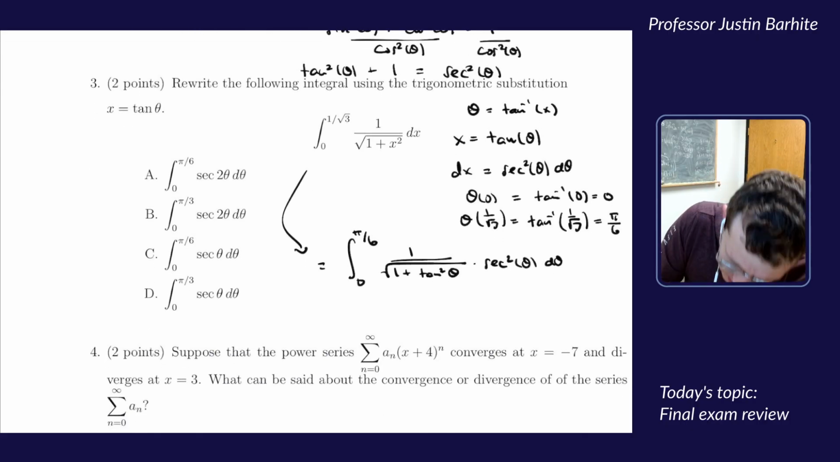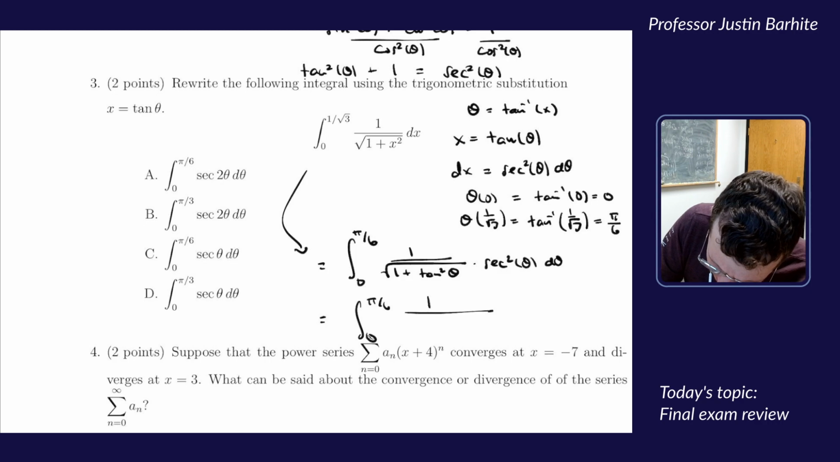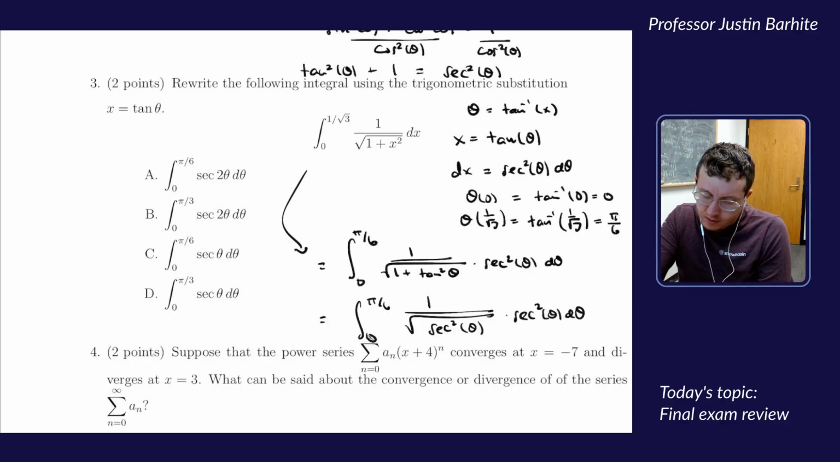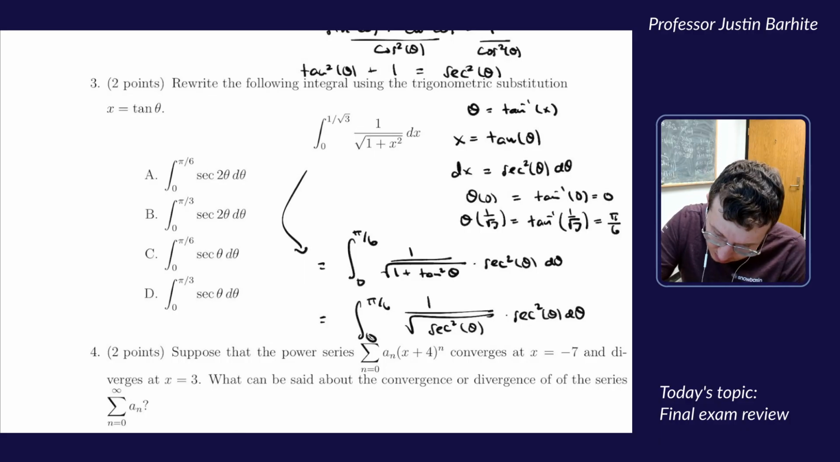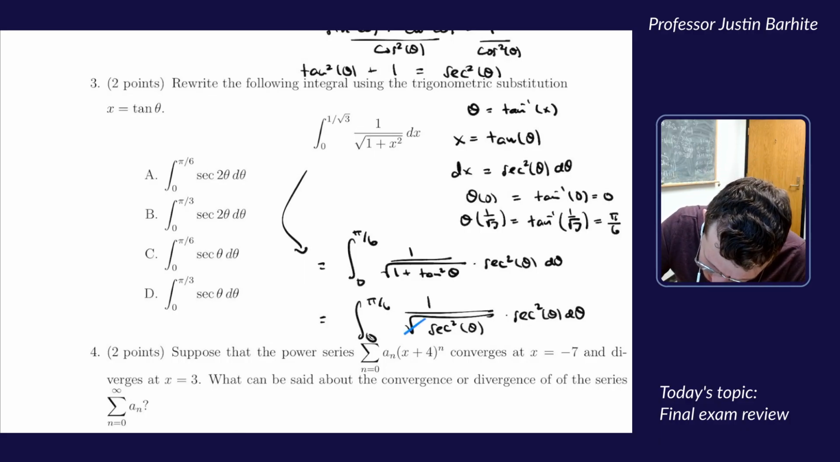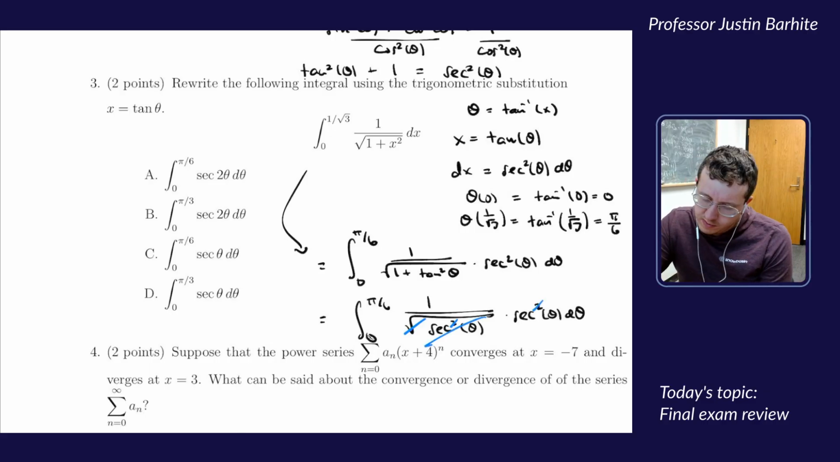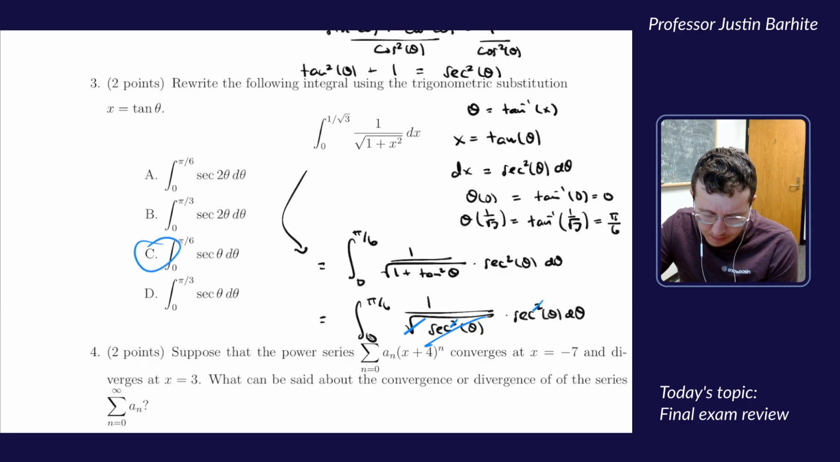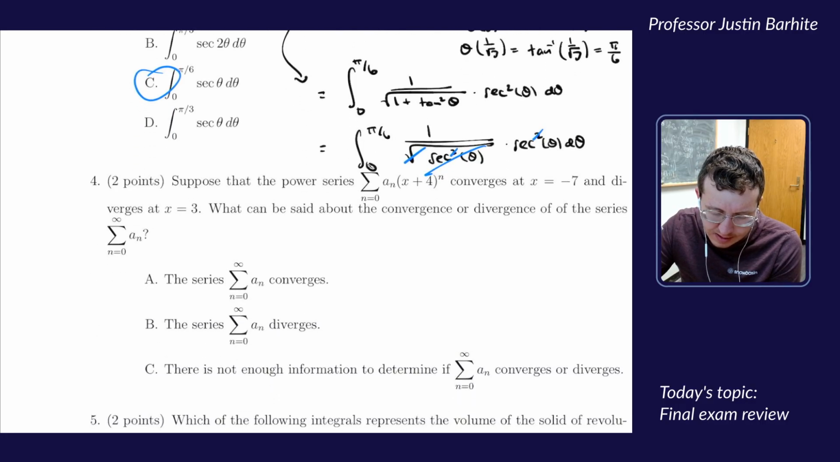Okay, so indeed, inside that square root in the denominator, we're just going to have secant squared theta. So the square root is going to cancel out that 2, and then the secant theta is going to cancel out one of the secant thetas. That just leaves us with secant theta. So it should be option C.